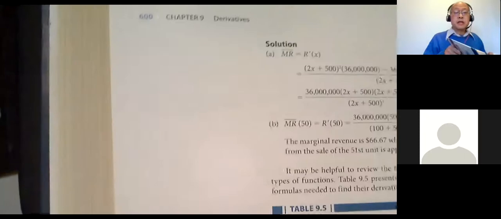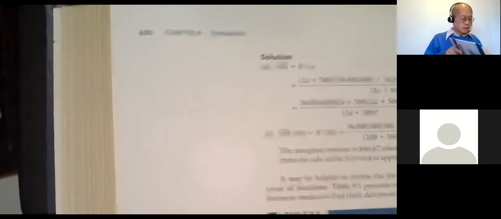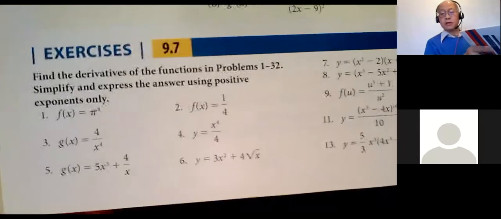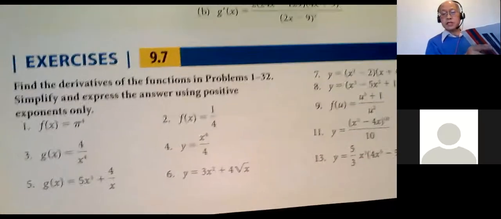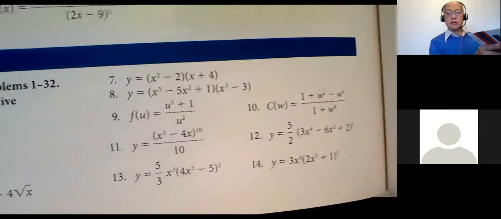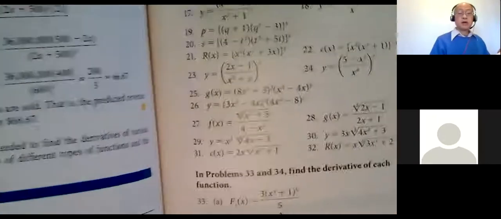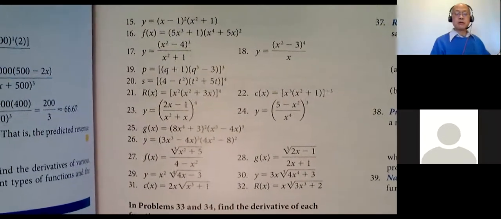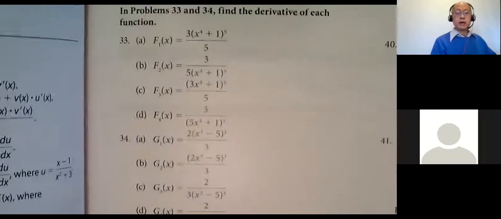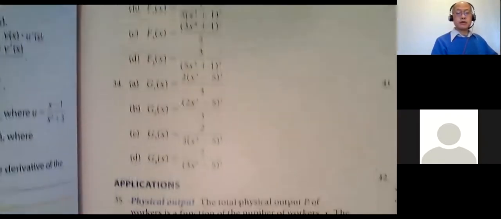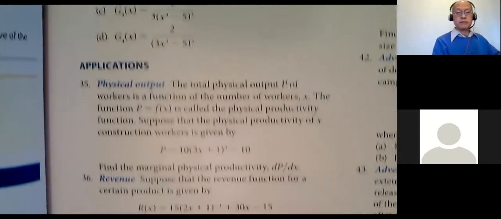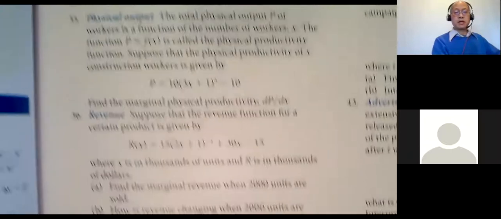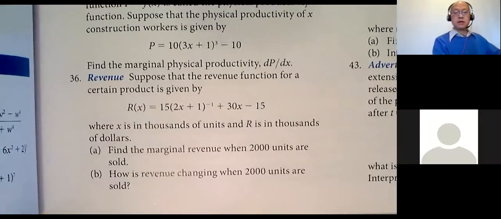All right, so in my book, this is page 600. Okay, so 9.7. Okay, 1, 2, 3, 4, 5, 6. They're basically just finding derivatives. They're 7 through 14-ish. Next page is 15 up until about 32. Now, hopefully you can see that. And we had to go up to what, 36, I think it was. 35 and 36. All right, so here we go.